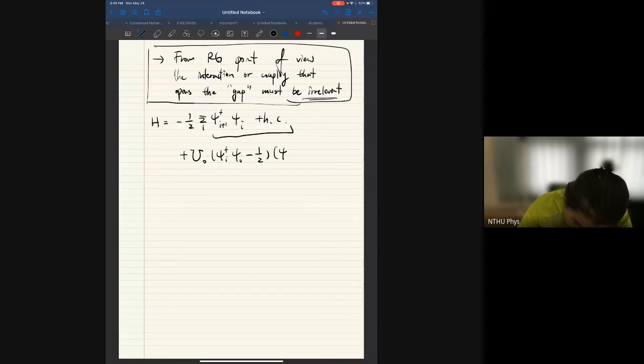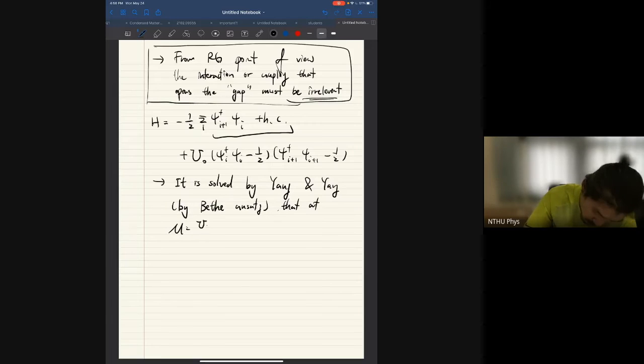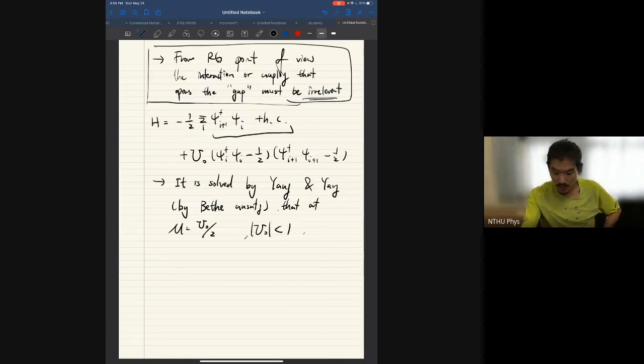So we shift by 1/2. This can be solved by Yang Chen-Ning and C. P. Yang, so it's the Yang-Baxter Bethe ansatz. At the chemical potential equal to half of the interaction strength, when the modulus of the interaction is less than 1, the system is gapless. Okay.